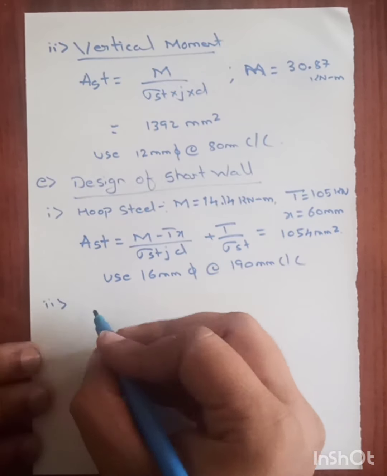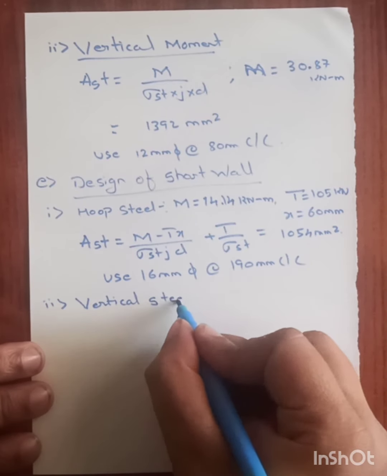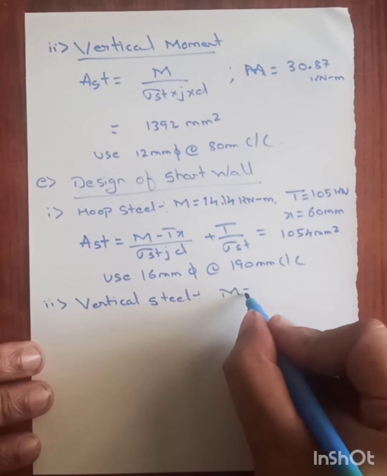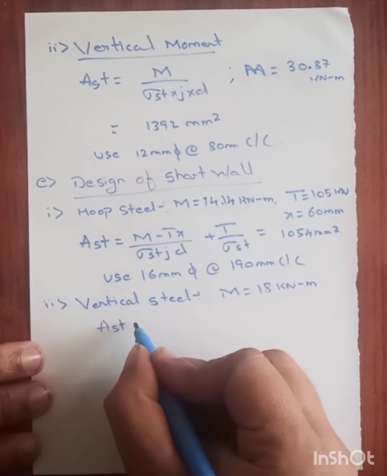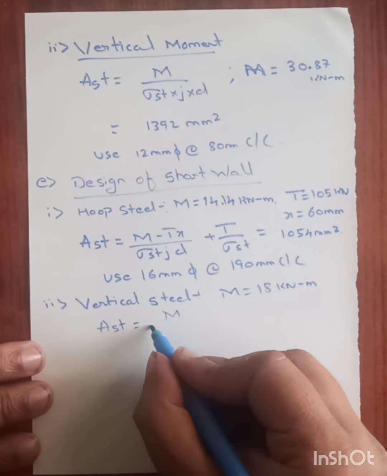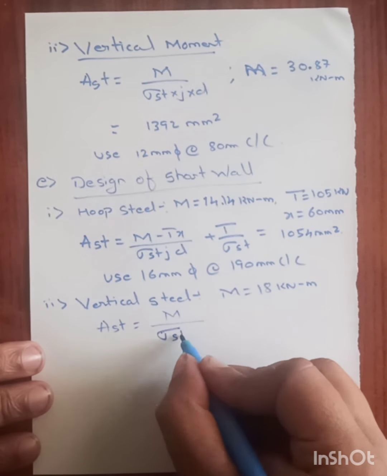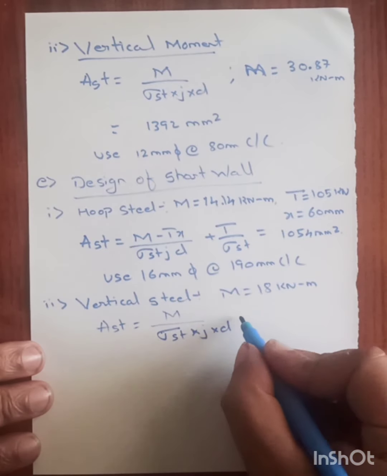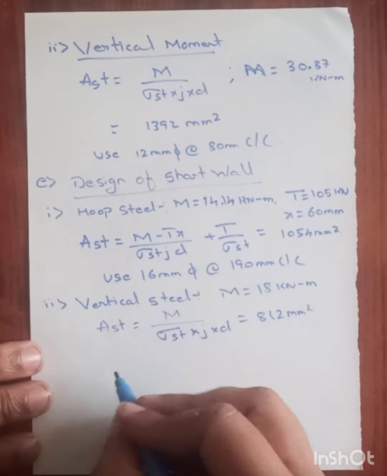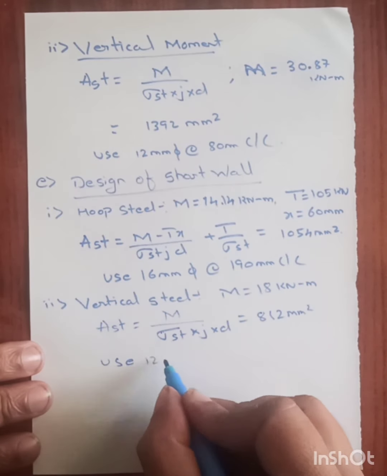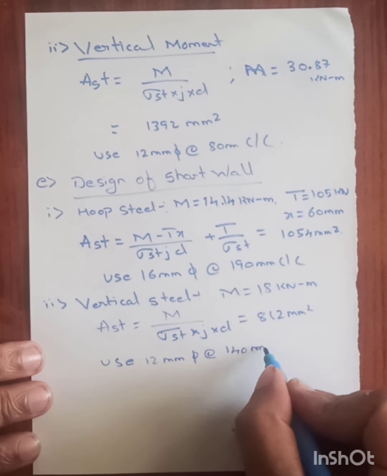Now, similarly, vertical steel. Vertical steel moment is 18 kilonewton meter. So AST, there is no pull here, so directly we can use the formula M by sigma st into j into d, which we get around 812 mm square. So let us use 12 mm bars at 140 mm center to center.